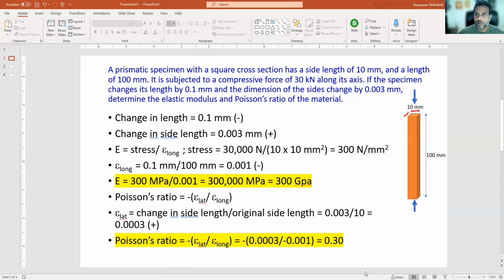If your Poisson's ratio is 0.001, 0.002, very, very small numbers, you're wrong. You generally will have Poisson's ratio for general materials between, say, 0.1 to 0.5. So that is a check that you can do to make sure that you are correct. So those are two problems that we did. Let's do the next problem.